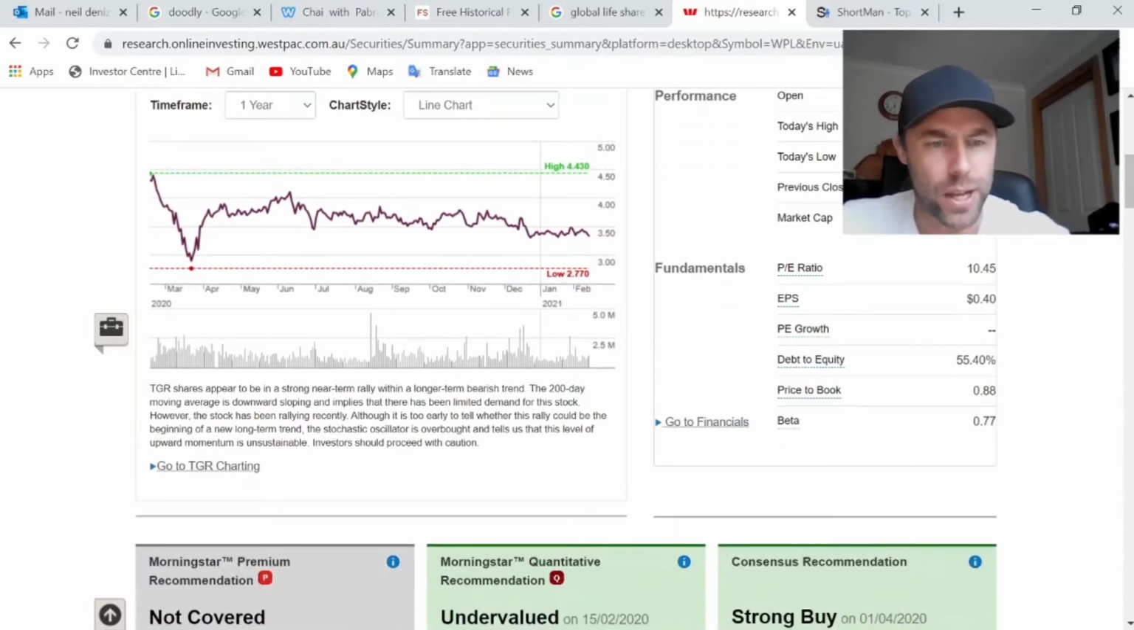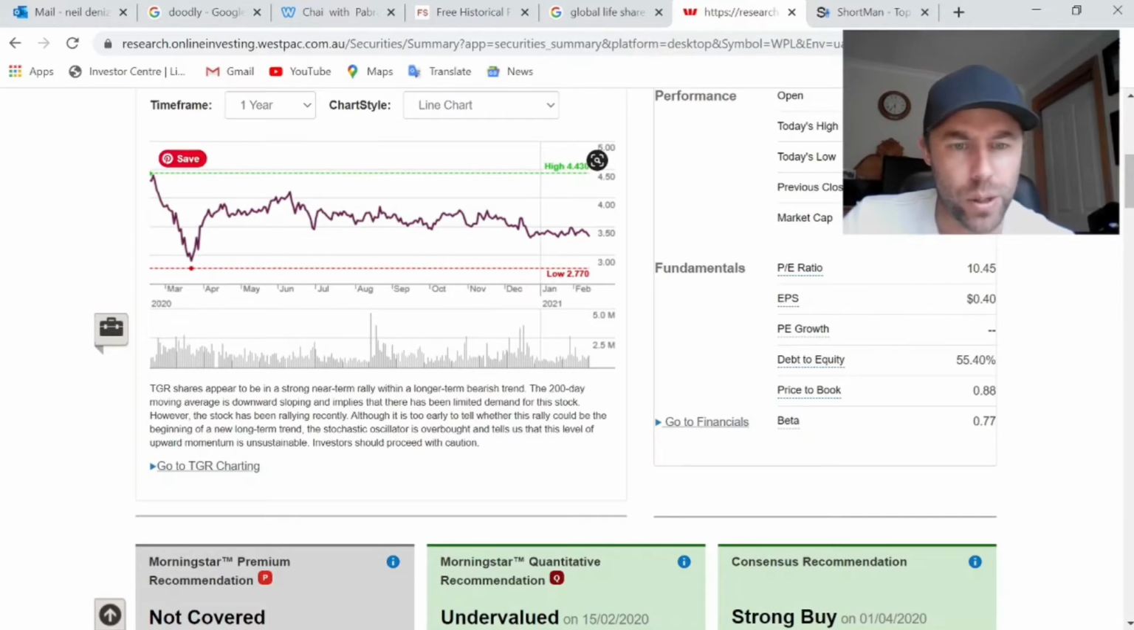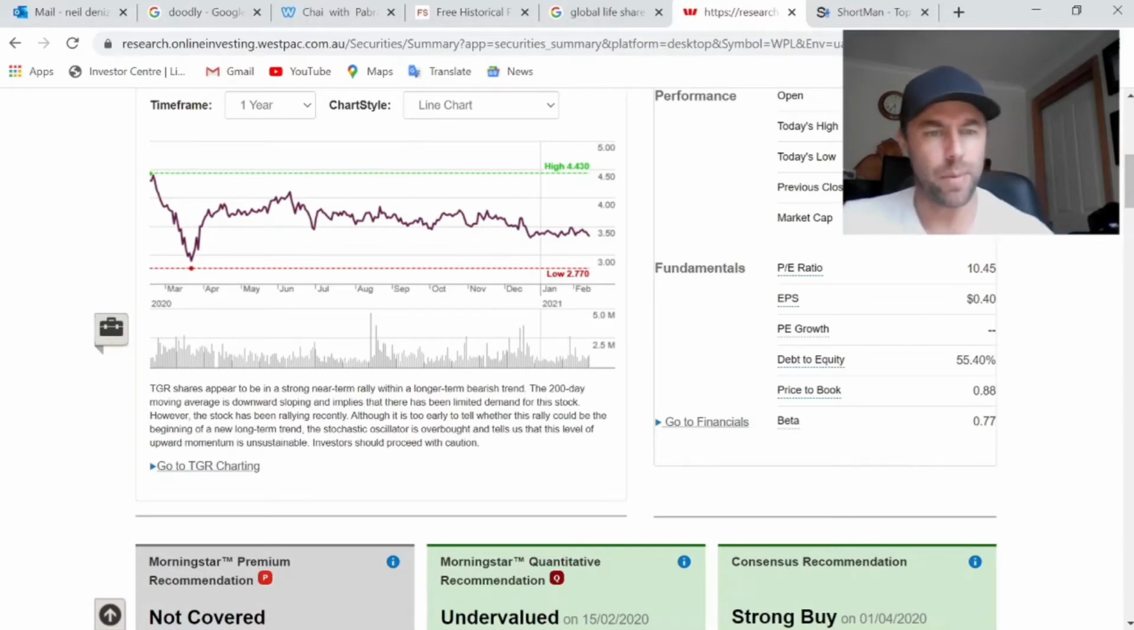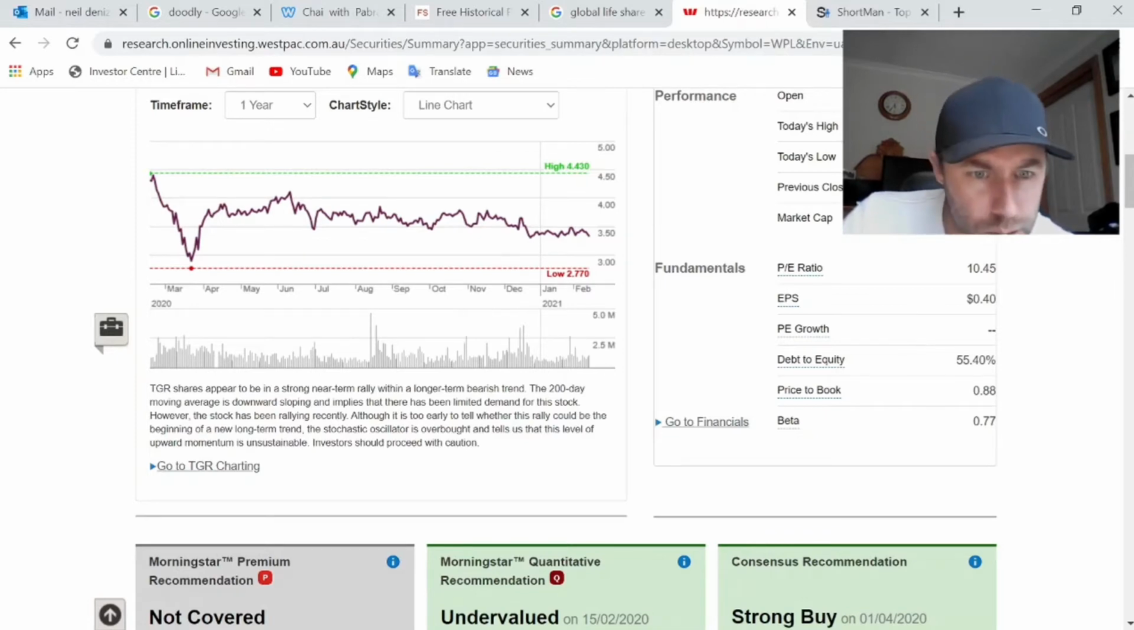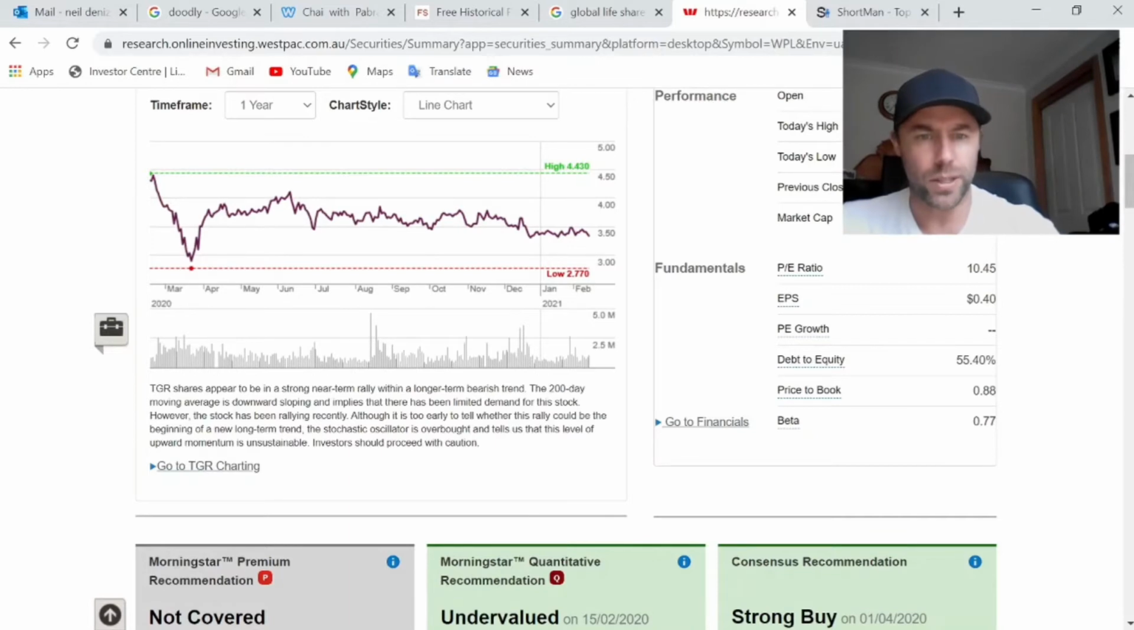And then also down the bottom here they have: TGR shares appear to be in a strong near-term rally with a longer-term bearish trend. The 200-day moving average is downward sloping and implies there has been limited demand for this stock. However, the stock has been rallying recently, although it's too early to tell whether this rally could be the beginning of a new long-term trend. The stochastic oscillator is overbought and tells us that this level of upward momentum is unsustainable. Investors should proceed with caution. So put a bit of stock into what they have to say there as well, but obviously do some more research around this.